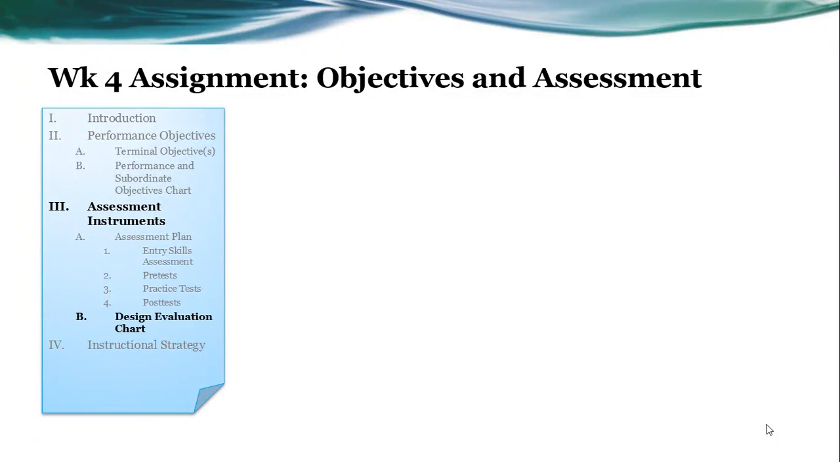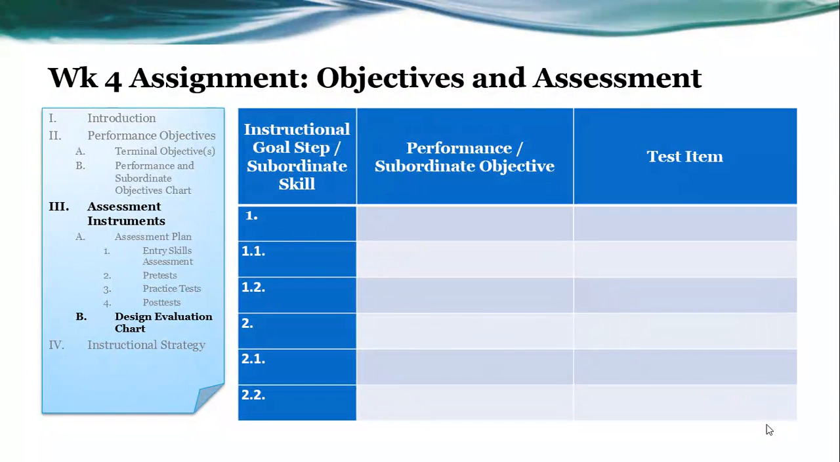Then the next piece is going to be the design evaluation chart. And for this one, we're going to have a table that's going to be similar to the one that you entered for the objectives, except it's going to have an additional column, which is the test item column. So what you can do is you can copy and paste the table from the objectives, paste it here, add the third column, and write your test items here. Again, use the same numbering system as the goal, subordinate, and entry skills analysis, so that these items are organized by the hierarchy.